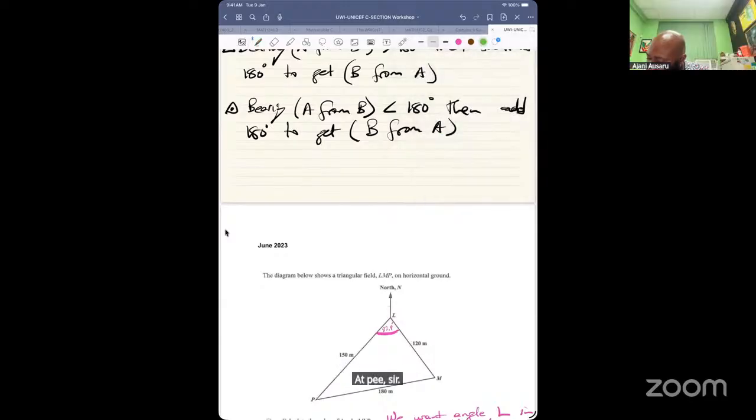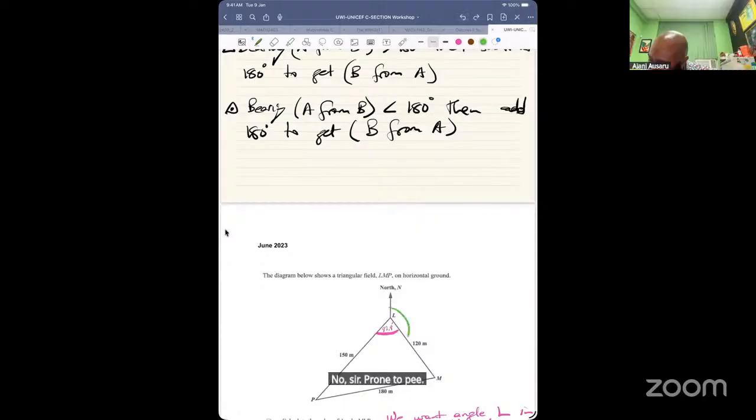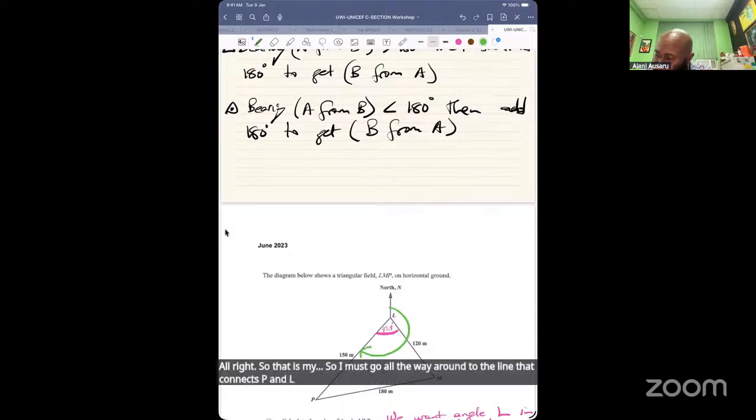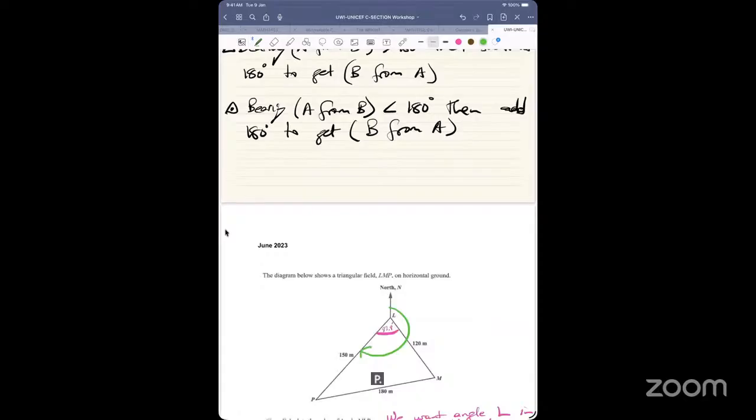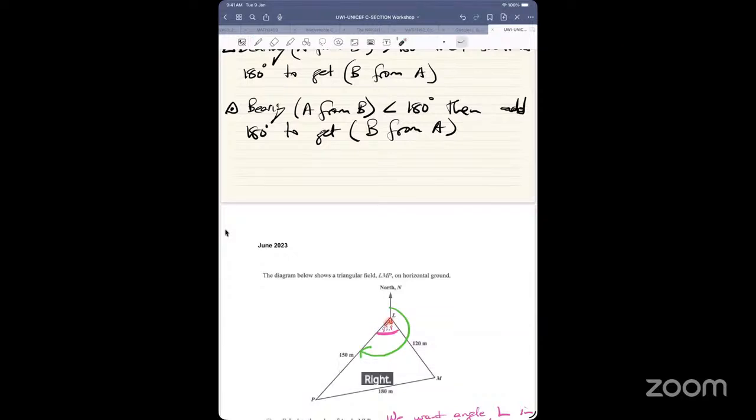Start at L and go all the way around to P. So I must go all the way around clockwise to the P. The line that connects P and L, right or wrong? Right, sir. So we start at L and he says P, so it's a line that connects P and L, which is PL. Make sense? Yes, sir.